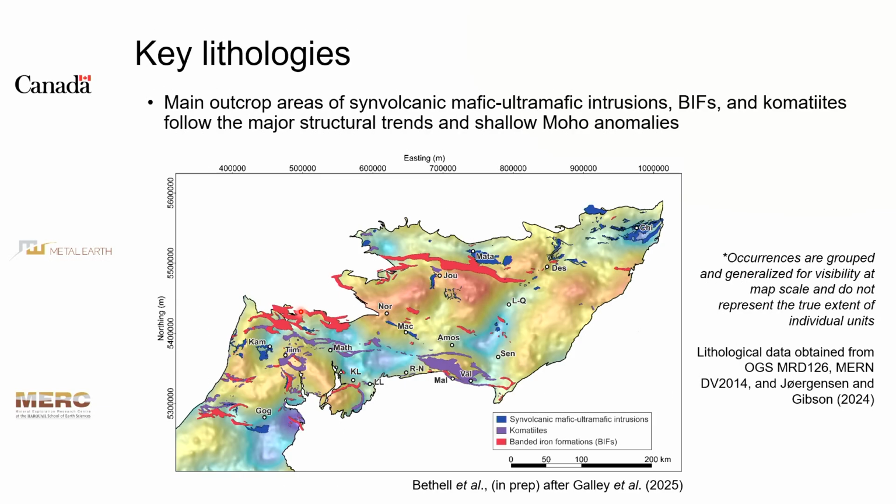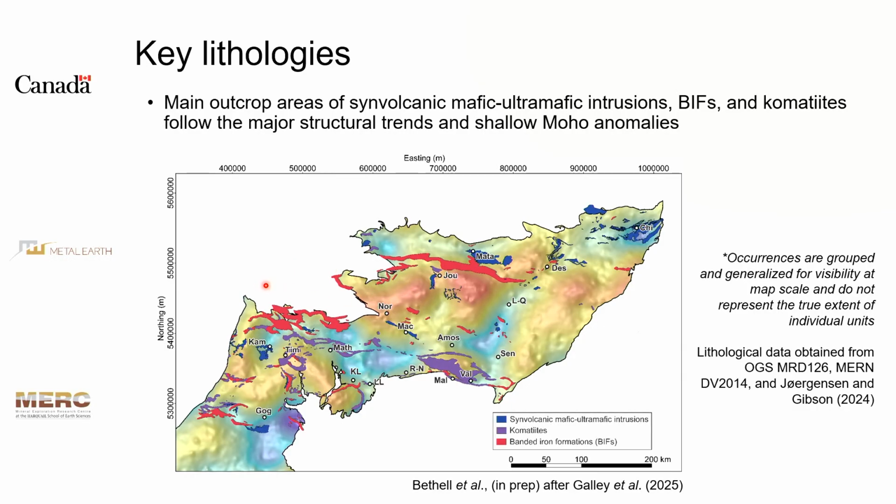In terms of some of the key lithologies that I've been talking about, this plot is a map where I've just generalized the main groupings of some of these key lithologies. It's important to note that, for instance, the komatiites, which are in purple, I've simply called ultramafic volcanic rocks, and the banded iron formations in red. This isn't the true thickness of individual stratigraphic horizons. It's simply a grouping of where those units are spatially dense.